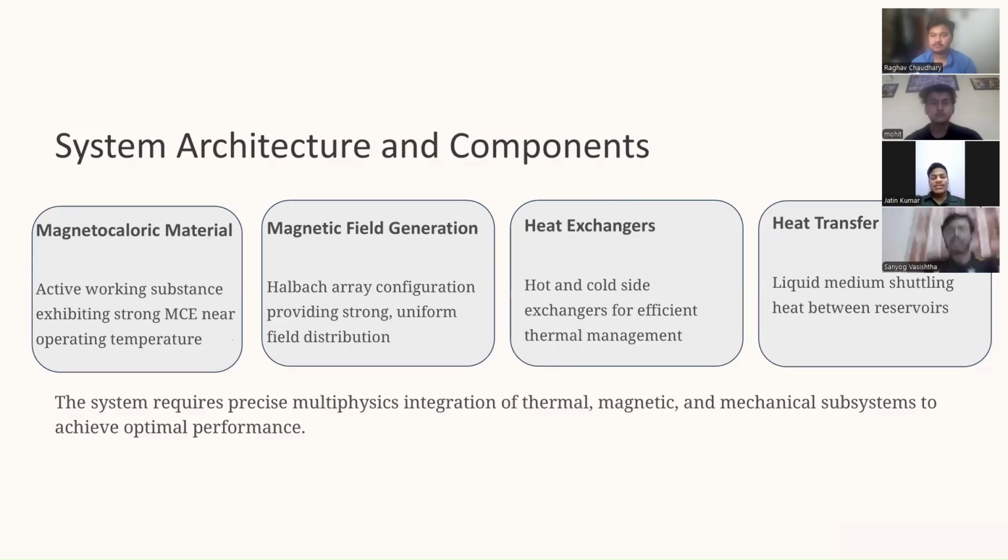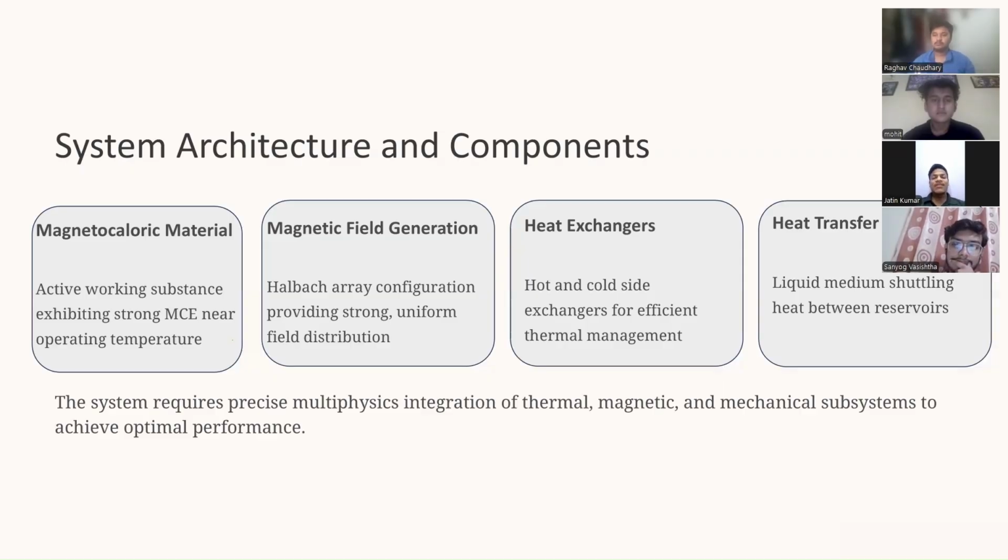Now let's discuss the system architecture and main components of the magnetic refrigeration setup. The system mainly consists of four key parts: magnetocaloric material, magnetic field generation, heat exchangers, heat transfer fluid. The first one is magnetocaloric material. This is the active working substance that shows a strong magnetocaloric effect near its operating temperature. It's responsible for heating up and cooling down when the magnetic field is applied or removed. And after this, magnetic field generation.